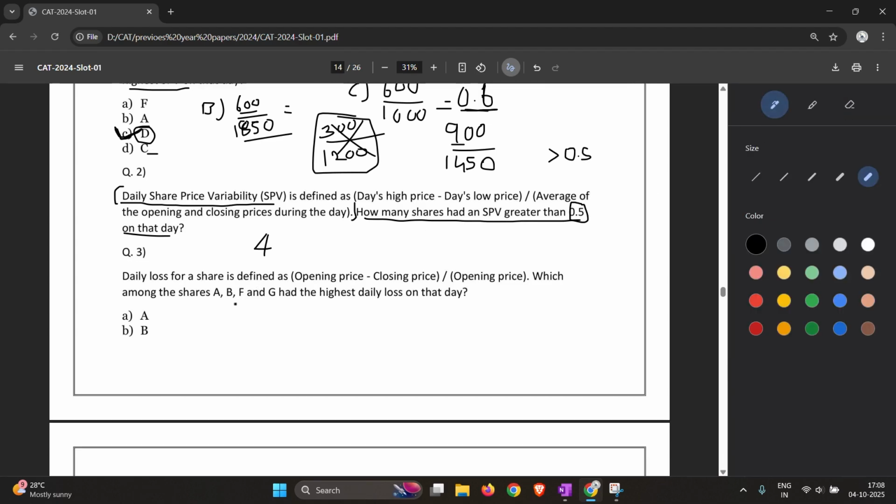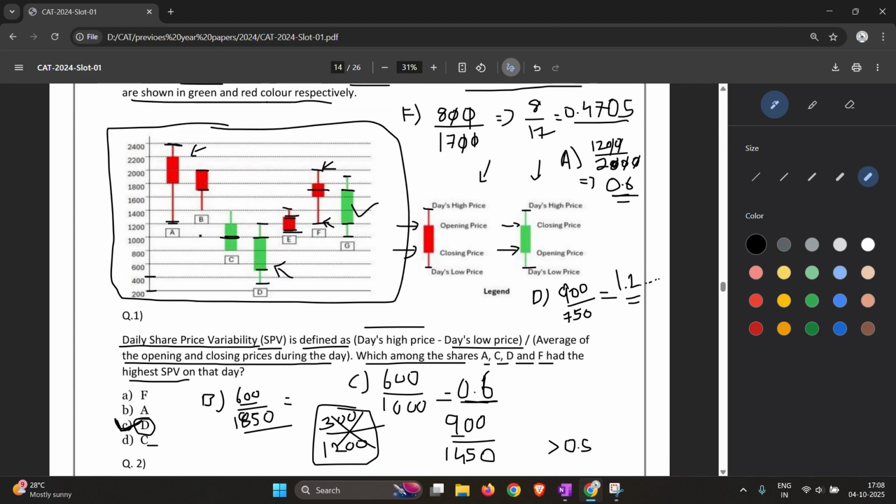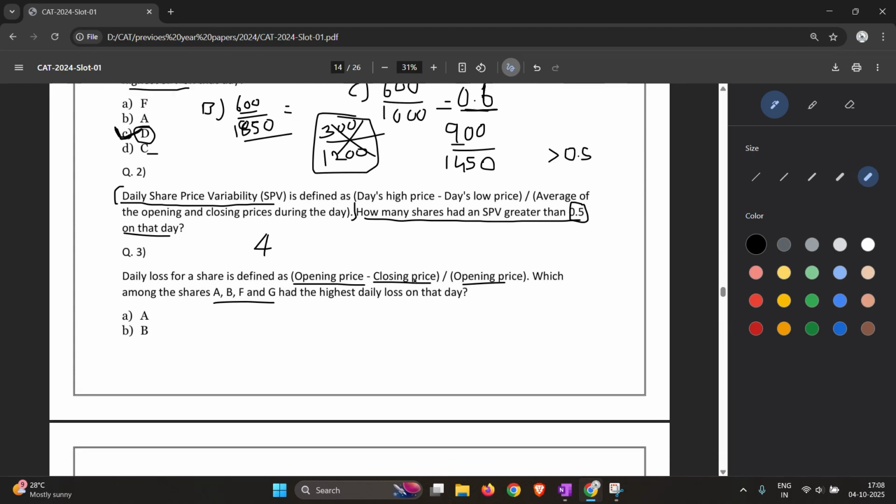Let's go for the third question. Daily loss for a share is defined as opening minus closing divided by the opening price. So which among these 4 shares had the highest loss? So again, some people might just go here and see which of the red sticks has the highest length, right? So that might be the highest loss. But again, this is also being divided by the opening price.